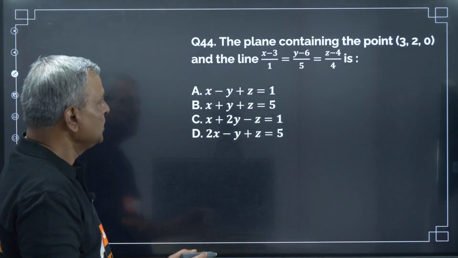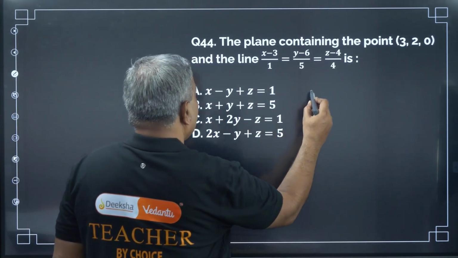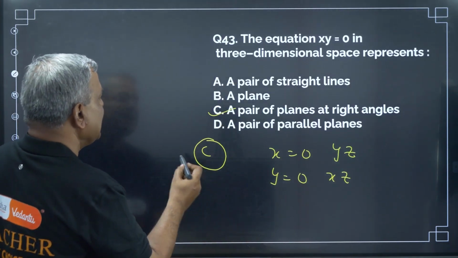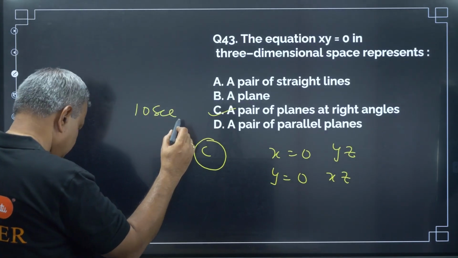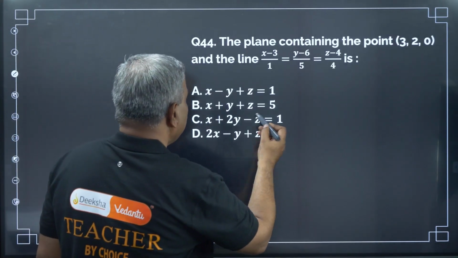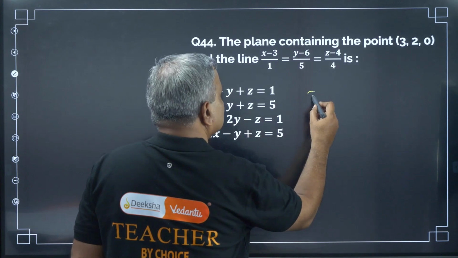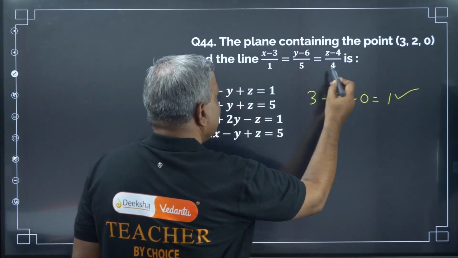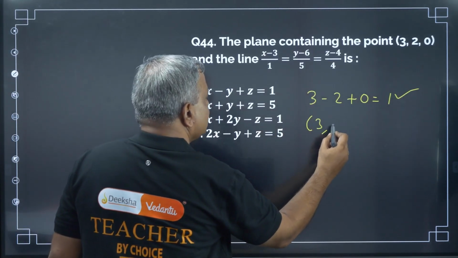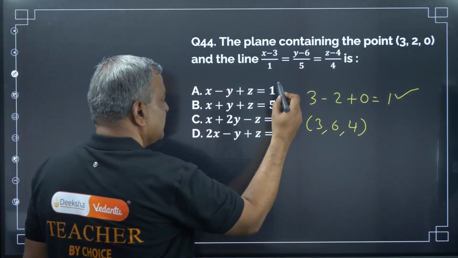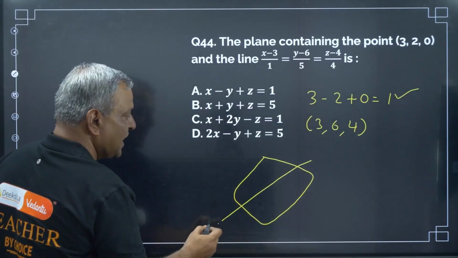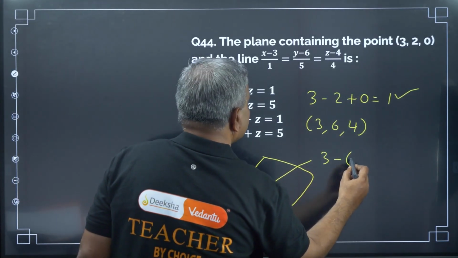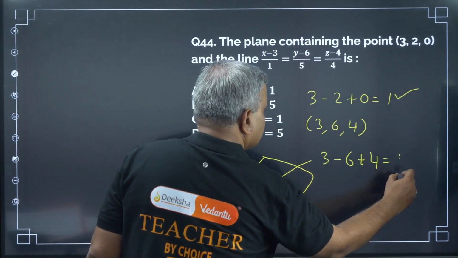Here by observation, does 3, 2 satisfy the first or not? So previous problem, sorry, I forgot to tell you, the previous problem will take hardly 10 seconds of time. Here also very simple. Verify one by one option. 3 minus 2 plus 0 is equal to 1. Satisfied. Again, these points must also satisfy the plane, because the line is lying on the plane. So this point also lies. So if we write 3 minus 6 plus 4 is also 1.